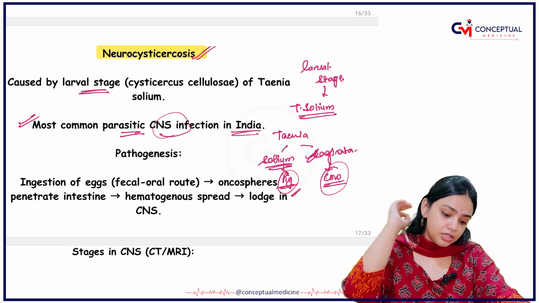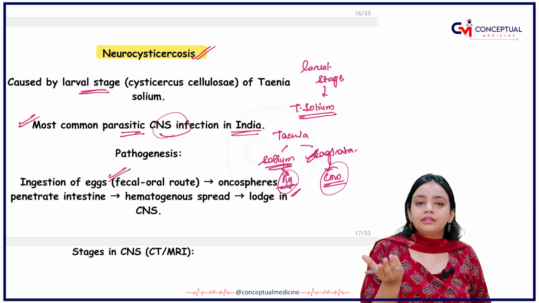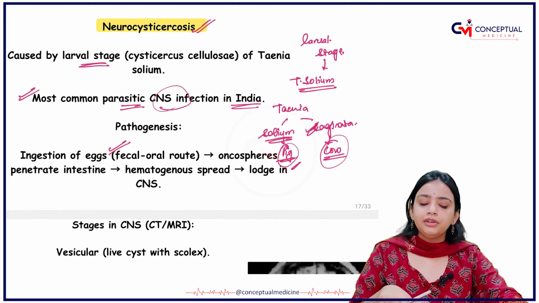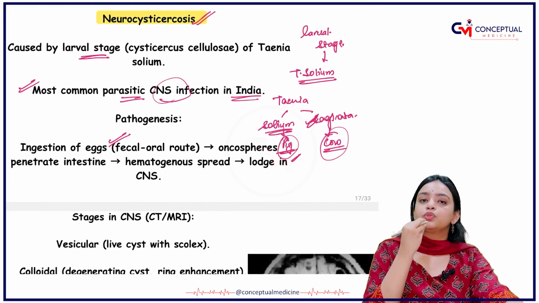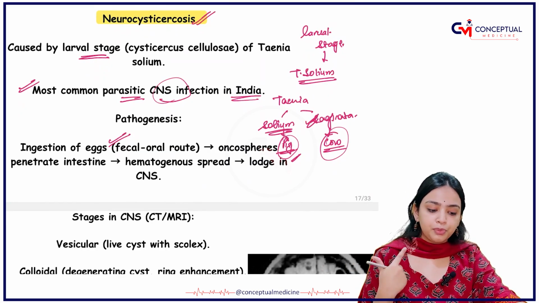Okay. Ingestion is through the fecal-oral route, right? Maybe we have drunk tap water or contaminated water. So there are chances that this infection will enter through our oral route, go into the GIT, and cause problems.